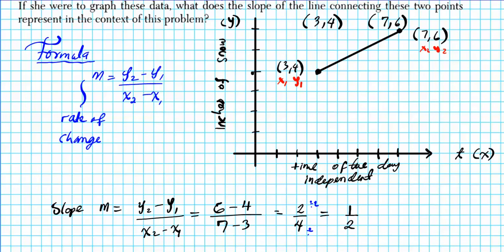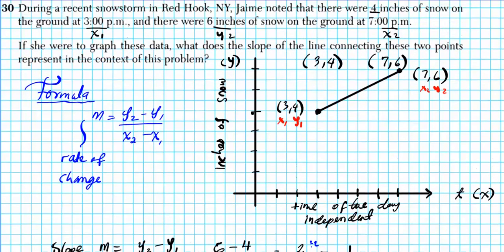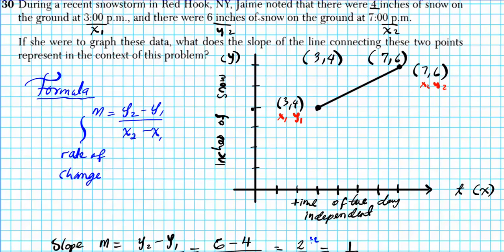Now, this is a key. In order to know what this means, what you're going to look at is the units of the y's and the x's. Okay? The y's is inches of snow, and the x's is time of the day. Okay, so we're counting from 3 to 4, so this is going to be in hours, right? Hours, and then this is inches. Well, we already have the unit there. All right, so let's put it in there, inches.